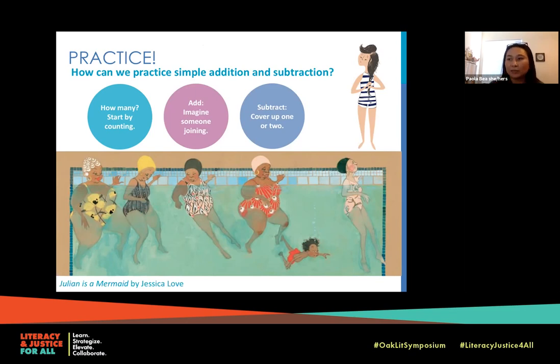And also what Cassie was sharing, if we cover it up, again we're gonna start counting again. 1, 2, 3, 4, 5, 6. So 6, what if we take 1, or 2, and cover it up? We cover it up with a piece of paper or with our hands. And that's how we can incorporate that simple addition and subtraction. And do you have any questions? Chat.